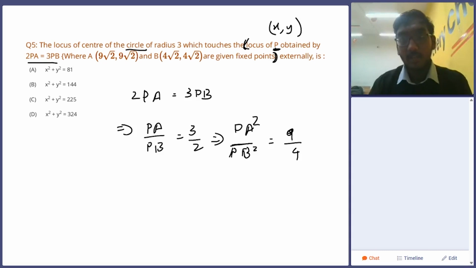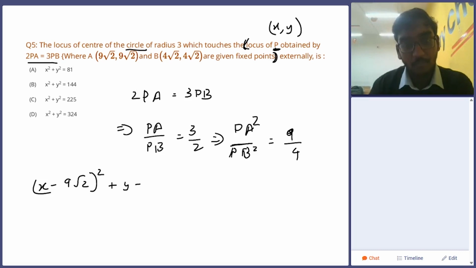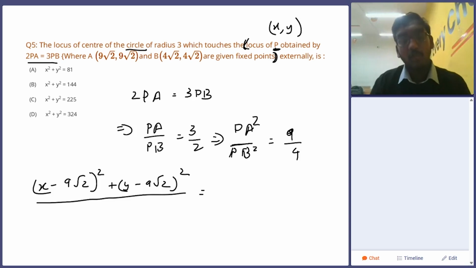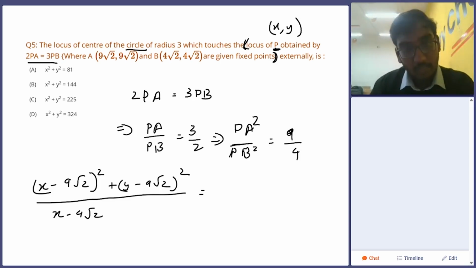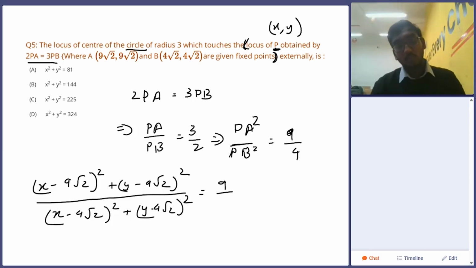And when you square it, the root will get cancelled. It will be (x minus 9√2)², this is actually the expression for PA². Plus (y minus 9√2)², right? This is the value of PA². And what about PB²? It will be (x minus 4√2)² plus (y minus 4√2)². That will be the value of PB², and that is known to be 9/4.